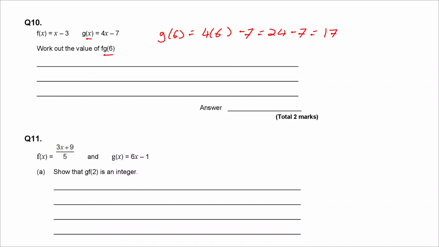Which gives us 17. And now because g of 6 is 17, all I do is put the value of 17 into f of x over here to give me f of 17 is equal to x, which is now 17, take away 3, and that gives me 14, and that's the answer. You could have gone the much longer way and put g of x into x minus 3, and then gone from there, but actually you don't need to. This is the much quicker way of doing this. Okay, so that's number 10.